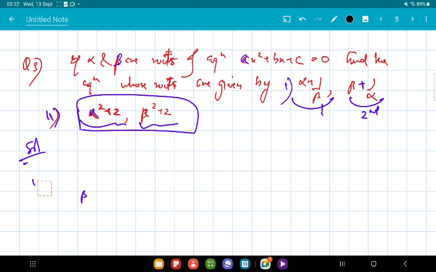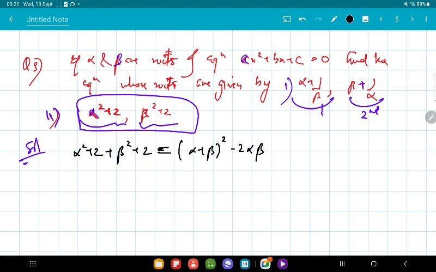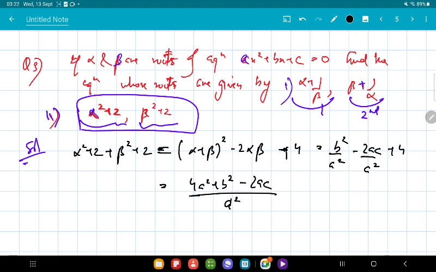So let me rub first. Okay. Alpha square plus, again, just take out the summation. Plus 2 is also there, na? Yeah. Alpha plus beta square minus 2 alpha beta plus 4. I will also use b square by a square minus twice ac by a square plus 4 will be there, sir. Take the LCM part, 4a square plus b square minus twice of ac, a square. Okay. Then if you want, take the product part also.